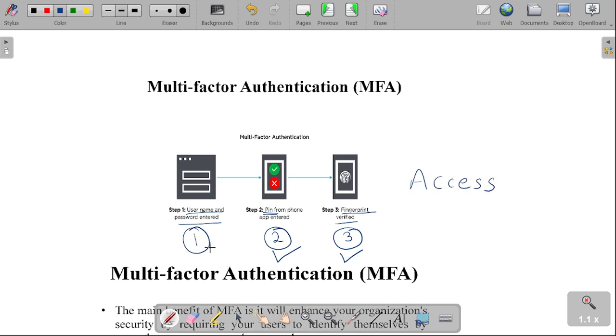So here we have considered these three things together. The first one is identifying the user. The second is the user entering the PIN number, and the third is the user using their own fingerprint sensor. This is called three-factor authentication. That's why it is called multi-factor authentication.